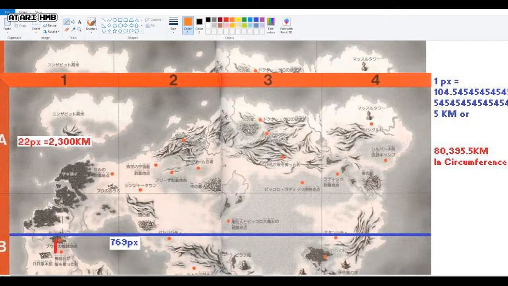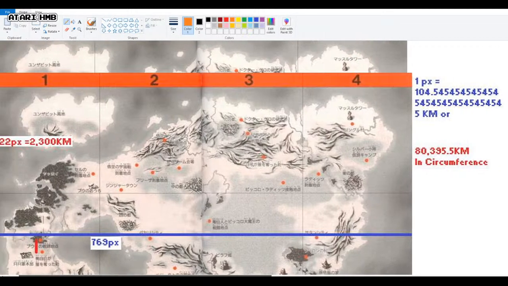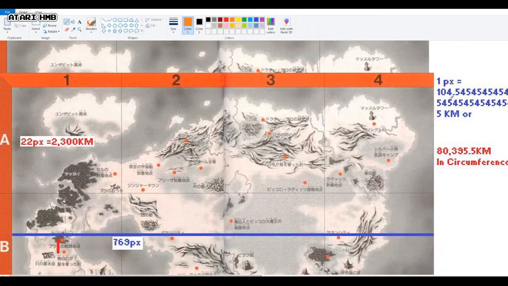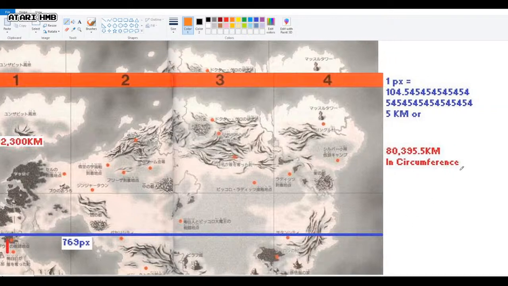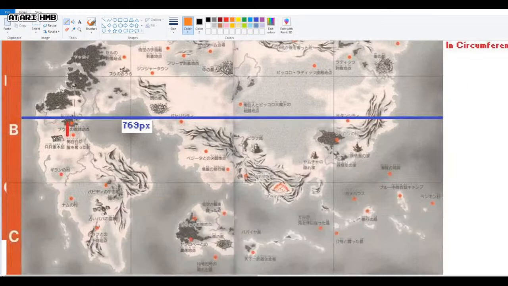I mean, pardon me, that was a different count. But what I basically did is I took this and I multiplied it by how many pixels we have across the Dragon Ball Earth, which is about 769 pixels. That means that at the bare minimum, we have a circumference of 80,395.5 kilometers.